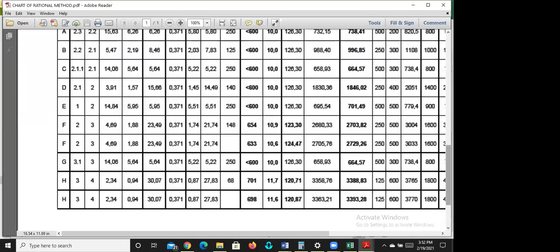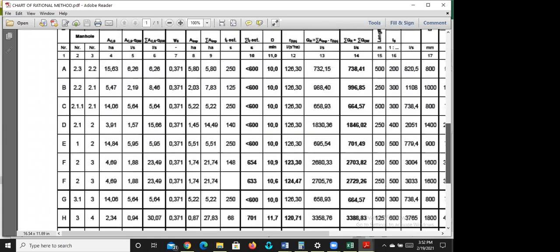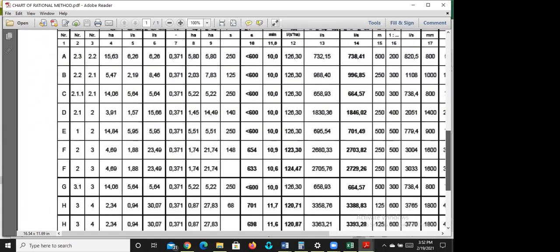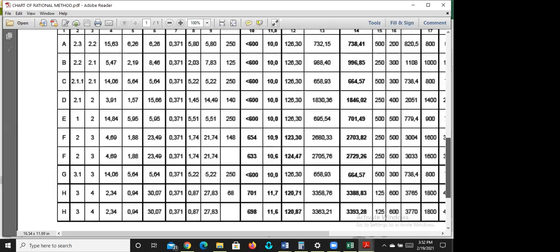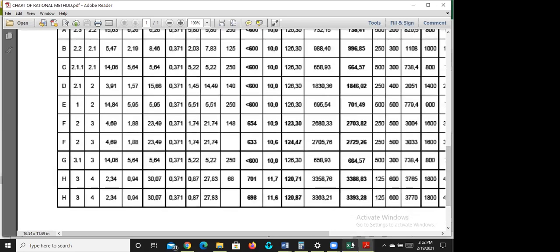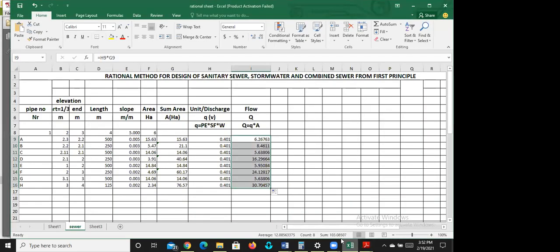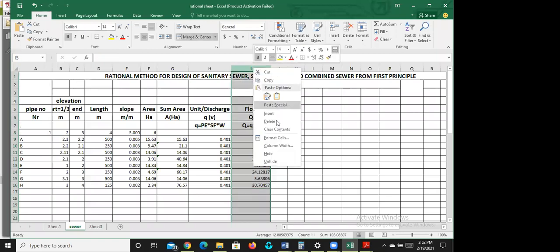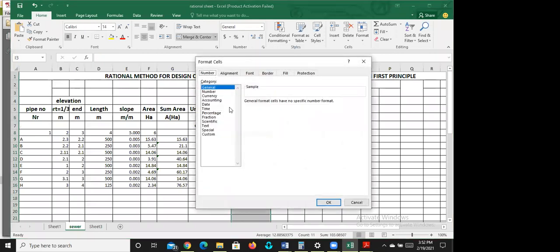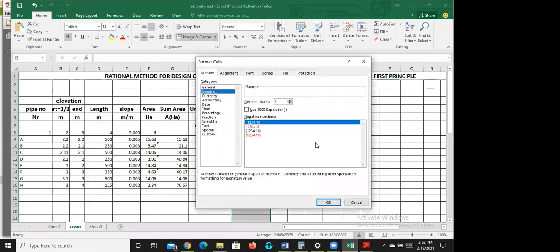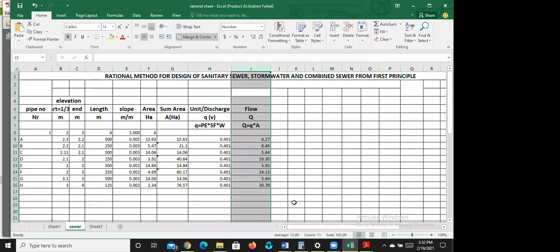What we did here is what I just did, but I'm trying to justify the fact that you can customize your sheet, but the principle is the same. The methodology might be different, but the end result is the same. So this is my end result. I can convert it to two decimal places: format cell numbers, two decimal places. So this is it.